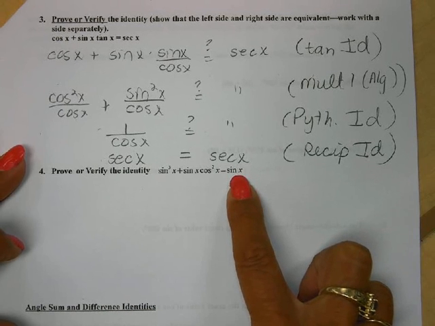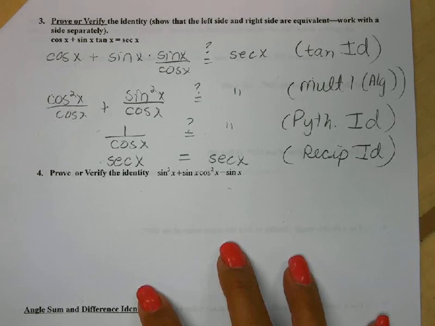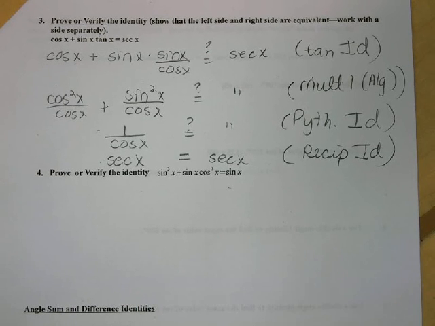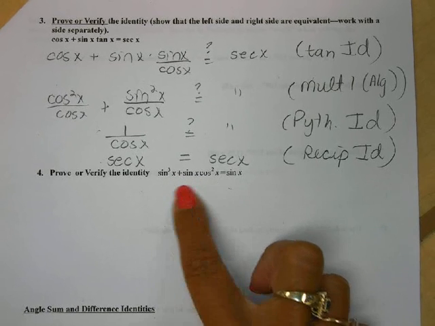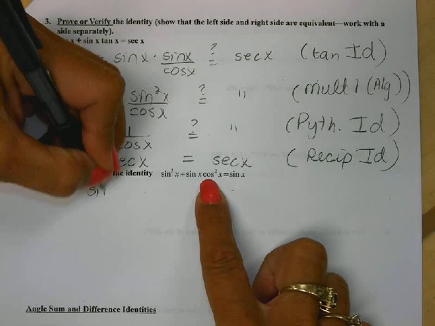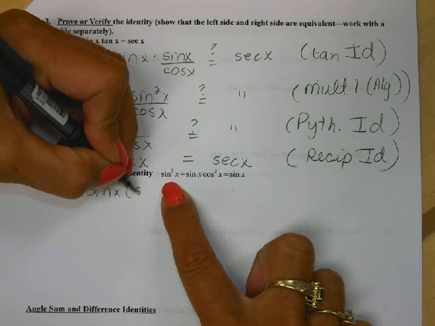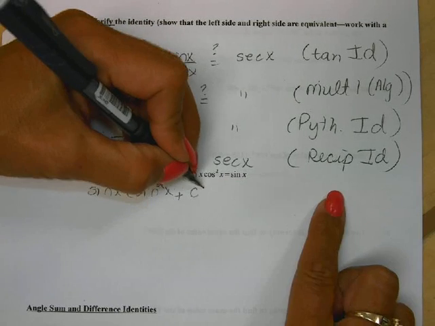I have sine cubed of x plus sine of x times cosine squared of x, and I want to show that this in fact is an identity, that this left side of the equation will always be equivalent to the right side, which is the sine of x. So again, I am not going to multiply both sides by anything. I'm not going to divide both sides by anything. I'm going to work with the left side all by itself and try to make it equal sine of x.